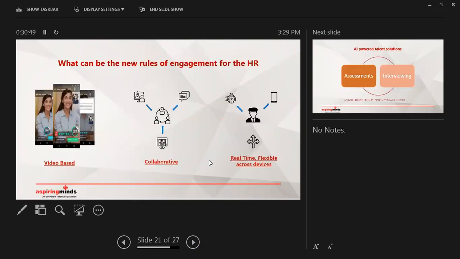I'll just sum it up for you. What can be the new rules? We need to have video-based engagements. It has to be collaborative. It has to be real time and flexible across devices. This is the way in which we can finally get things done better.